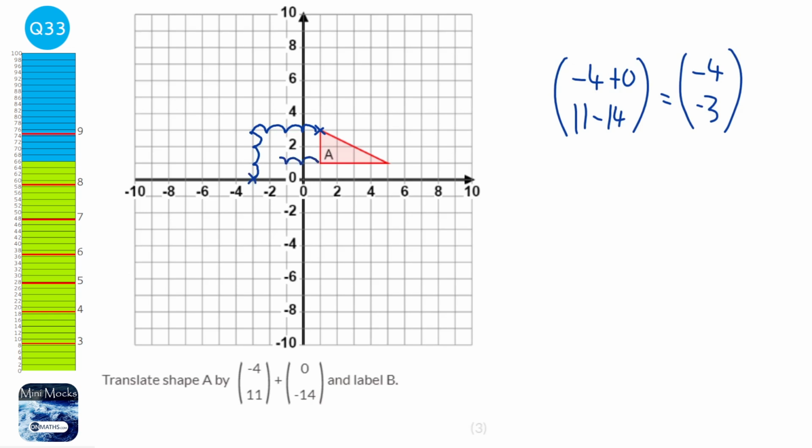So 1, 2, 3, 4, 1, 2, 3, 1, 2, 3, 4, 1, 2, 3. And when we've done that, we can join them all up with straight lines, and label the new shape B.